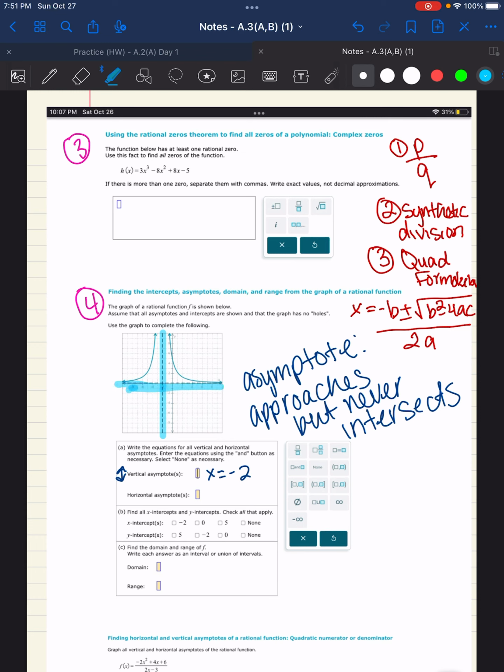Horizontal obviously is left to right. When I look horizontally, that's cutting through y equals 0. Next, we move on to intercepts.